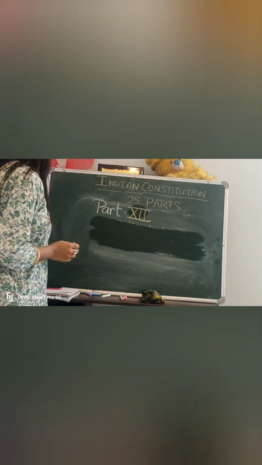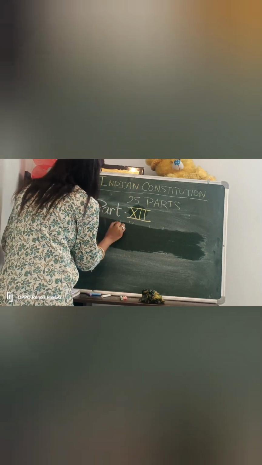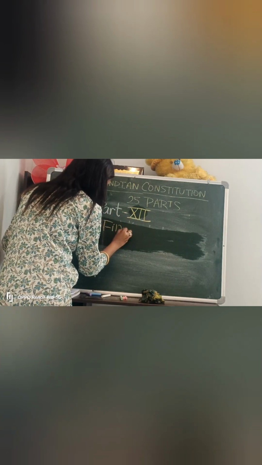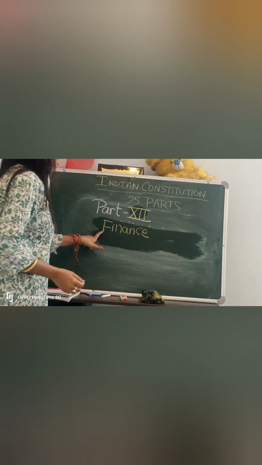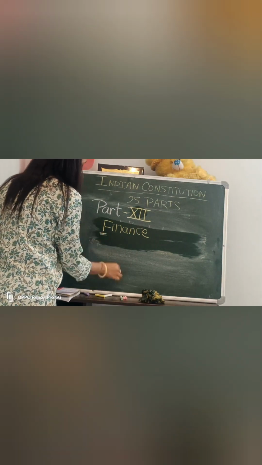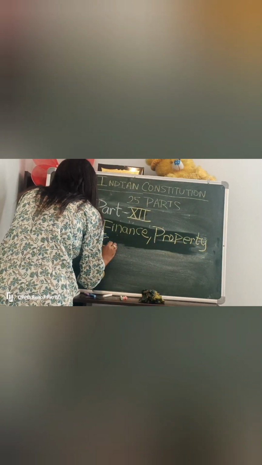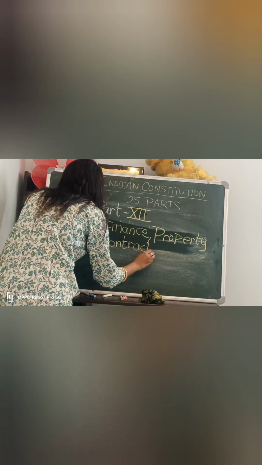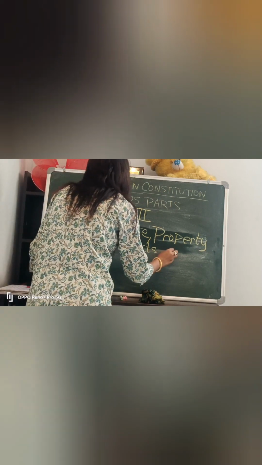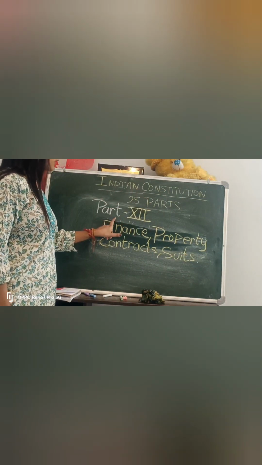Part 12 is about finance, property, contracts and suits. What is part 12? Finance. The words you may see are given in the mnemonics: word F, fruits. Word F, finance, property, contracts and suits. This is part 12 of the Indian Constitution. Part 12 is finance, property, contracts and suits.